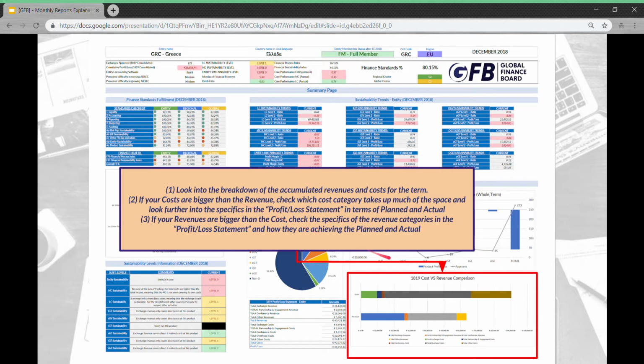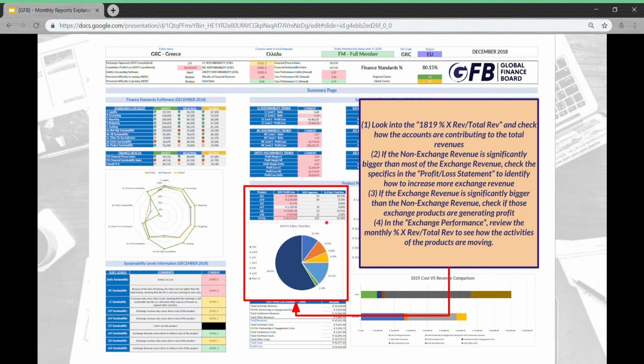Next, the one here is based on the 1819 cost versus revenue comparison. Look into the breakdown of the accumulated revenues and costs. If your cost is bigger than the revenue, check the cost category that takes up much space and look further into the specifics. If your revenues are bigger, then check the specifics of the revenue categories and how they are achieving the planned and actual.